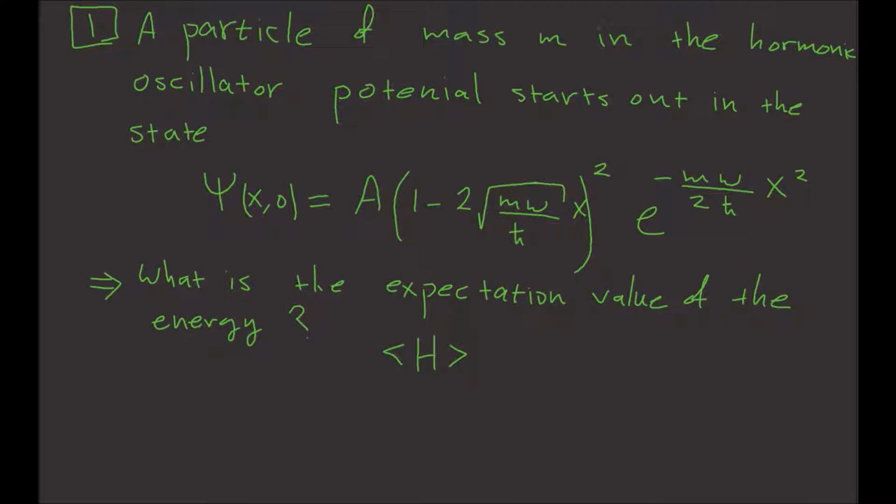First of all, let's define the new variables. Let's define the squiggly, because we are talking about the harmonic potential, as the square root of mass times omega divided by h bar, square root of that, times x. Also, let's define alpha as the fourth root of mass times omega divided by pi h bar.